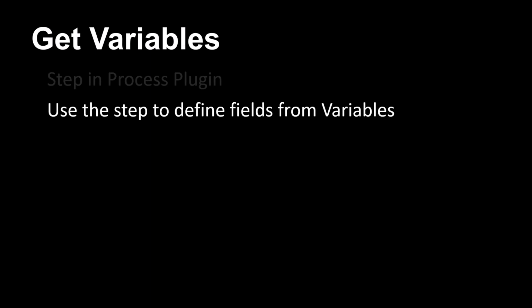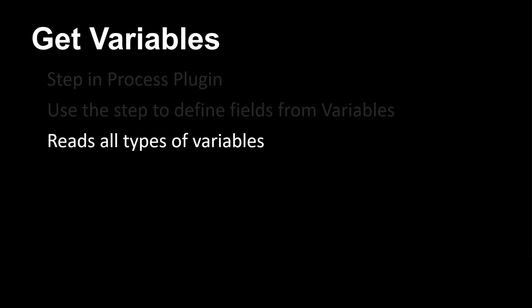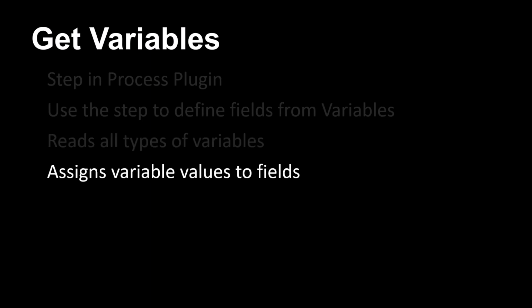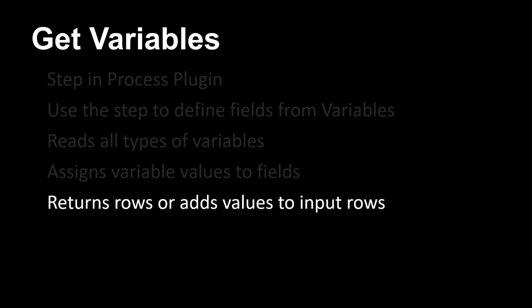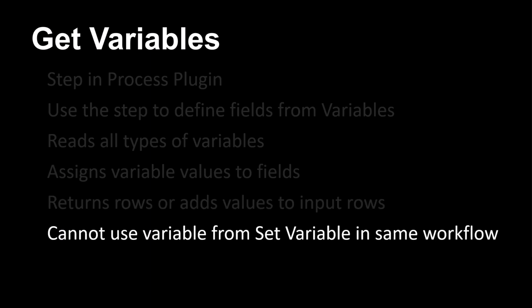Let us define the Get Variables step. Get Variables is a step in the Process plugin for Process Studio workflows. Use the Get Variables step to define fields from variables. The Get Variables step reads all types of variables and assigns them to fields in the stream as string values. This step can return rows or add values to input rows. Get Variables step cannot be used in a workflow to create fields if the variable was defined in the same workflow using the Set Variables step.